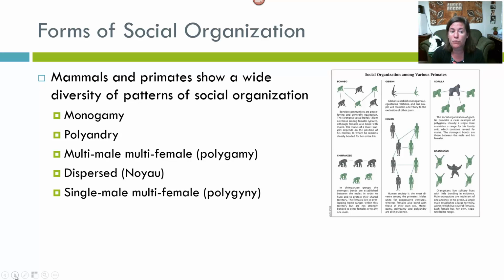Within mammals and primates, there are a variety of different patterns of social organization. There are 5 main types that I'm going to be talking about today. The first is monogamy, the second is polyandry, the third is multi-male, multi-female, a type of polygamy. We have dispersed, which is noyau, and we have polygyny, which is single male, multi-female. Single male, multi-female, distinct from multi-male, multi-female. Notice these words are a little bit similar. The main difference is polygamy has multiple males, polygyny only a single male.